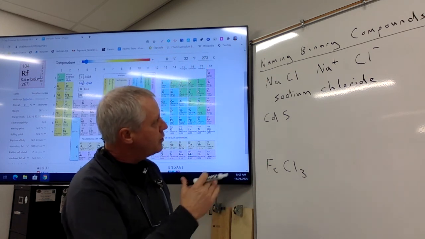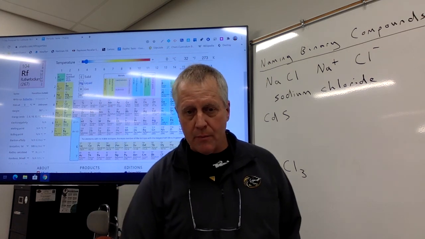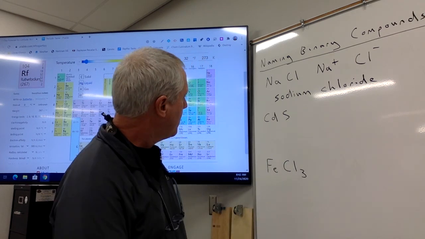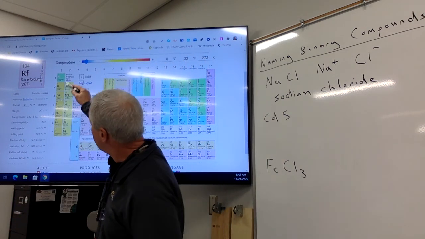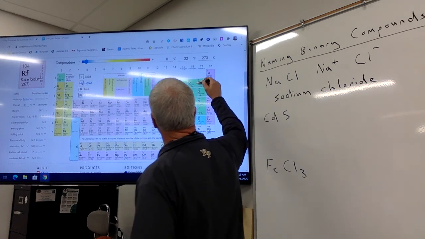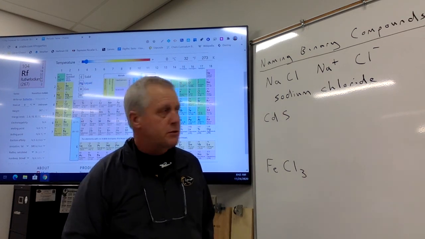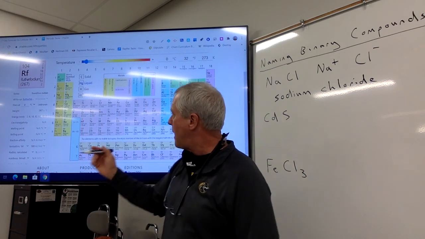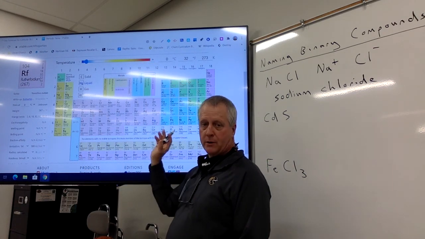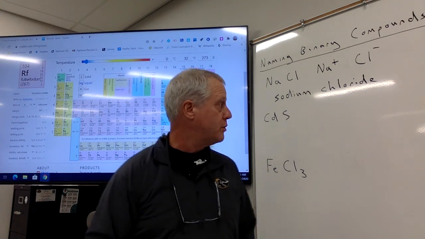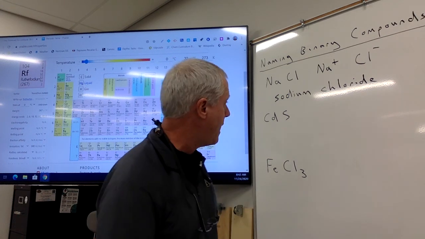When you work your way into other binary compounds, especially the ones that are not alkali metals or alkaline earth metals and not halogens or group 16, you're going to start seeing transition metals, and those tend to have more than one charge. So let's look at a couple of examples of that.